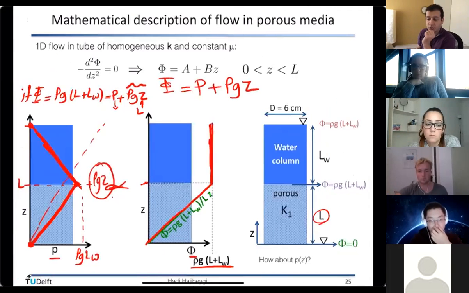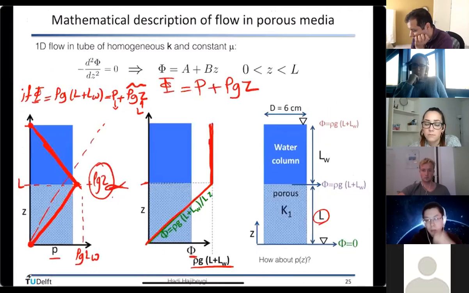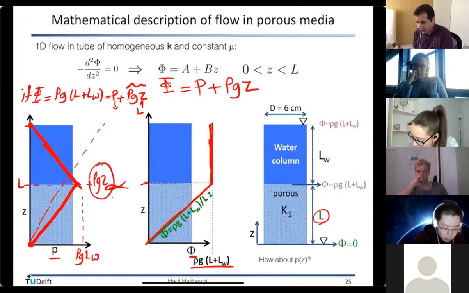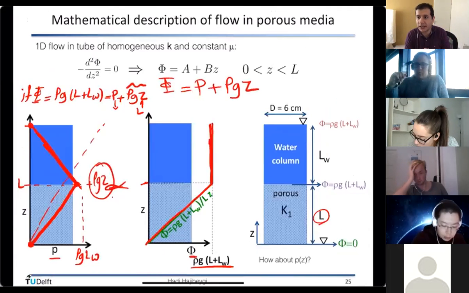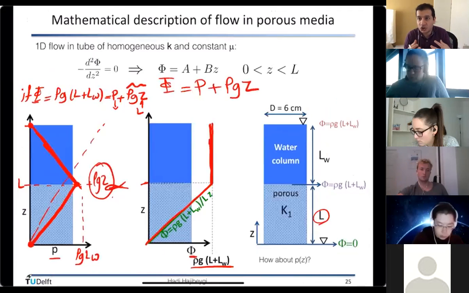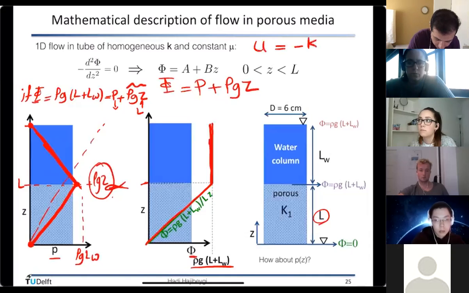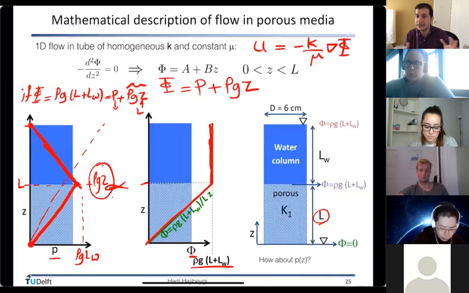Now I'd like to discuss a little bit the concept of pressure and the concept of potential. What is the pressure? What is the potential? Potential is the part of the energy, perhaps better to say, that drives flow. Potential gradient is Darcy's law: u is minus k over viscosity times the gradient of potential. Potential difference drives the flow.